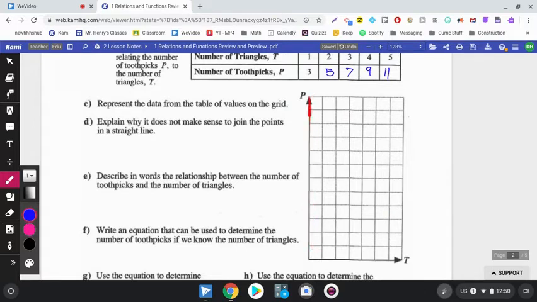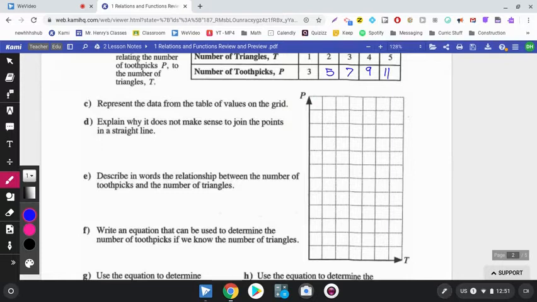Here's my y-axis, which we're calling P for toothpicks. My x-axis, we're actually calling T for triangles. And I don't have any of the negatives. I just have quadrant 1. That's really all we care about for this example.